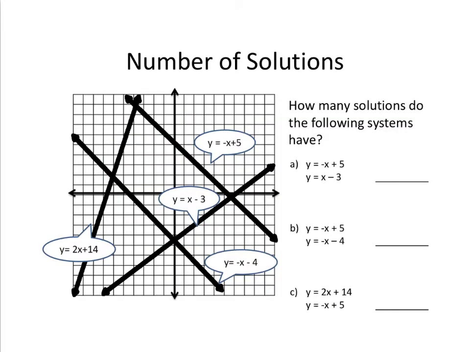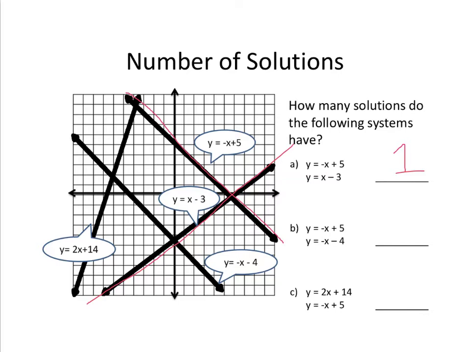Let's try and do a couple of these. Let's see how many solutions we have. For part A, y is equal to negative x plus 5. Let's find that line, which is right here, and the line y equals x minus 3, which is right here. We see that these are intersecting, so they have one solution. Try and pause the video and try parts B and C and check back.